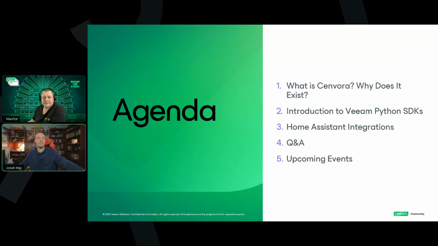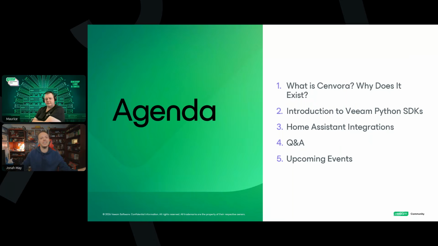So we've got a brief agenda that we'll start off with. First, what is Cenvora? Why does it exist? We'll quickly go to an introduction to some Veeam Python SDKs we've been working on, and then we've got some example code bases of how to use those SDKs through some Home Assistant integrations. We'll give some time for a quick Q&A, and then we'll tease a couple of upcoming events.